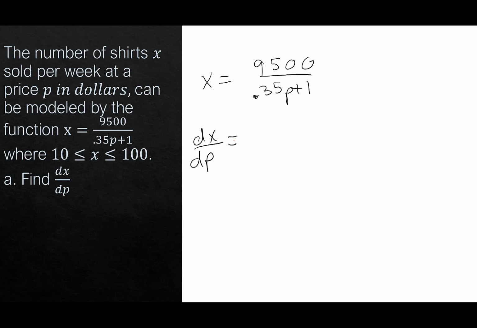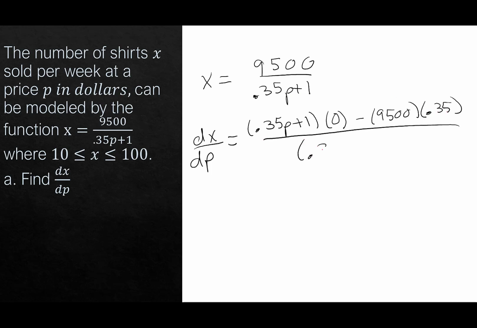We have a quotient, so we're going to do the quotient rule. Let's start with low. Low is 0.35p plus 1. Then we do d high. Well, this one's really important that you stop and look at it. The top, 9,500, is a constant. Derivative of a constant is 0. Not 1, put in 0. So low d high minus high, 9,500, d low, 0.35p is 0.35, and the 1 goes away, and this goes all over the bottom squared.